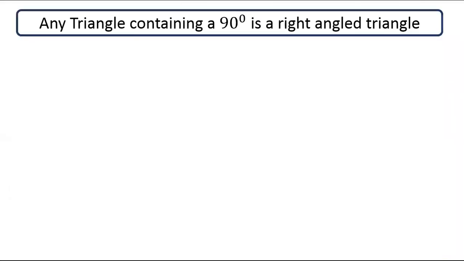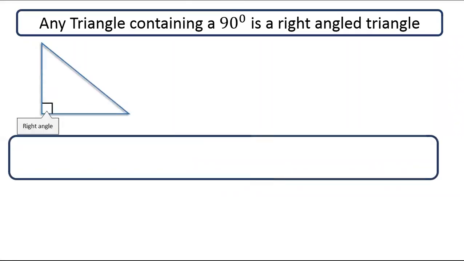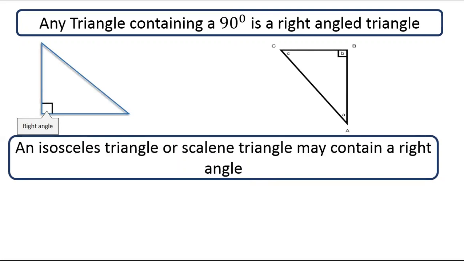Any triangle containing a 90-degree angle is a right angle triangle. We can see that these are the right angle triangles. An isosceles or scalene triangle may contain a right angle.